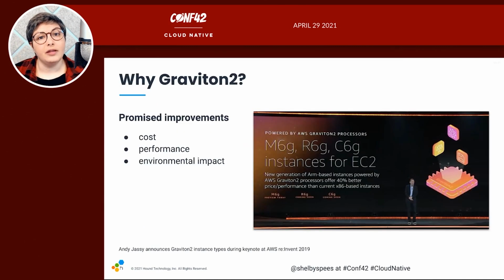You might be here because you're considering migrating to Graviton2 in your environment. Now, you don't want to jump into such a change just because it's the new shiny. You should have a measurable outcome that you're trying to achieve. At Honeycomb, we'd originally heard about these new instance types during Andy Jassy's keynote at re:Invent 2019. They were promising lower cost, better performance, and a reduced environmental impact.